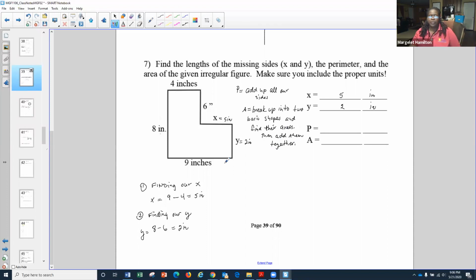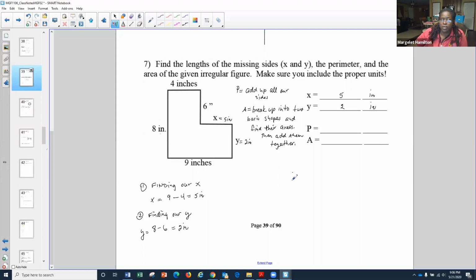All right, so what we're going to do is break them up into 2 basic shapes that we know, that we have formulas for. Find the areas of those 2 shapes, and then add those areas together. Then we'll have the area of the whole entire figure. Okay, let's start with our perimeter.